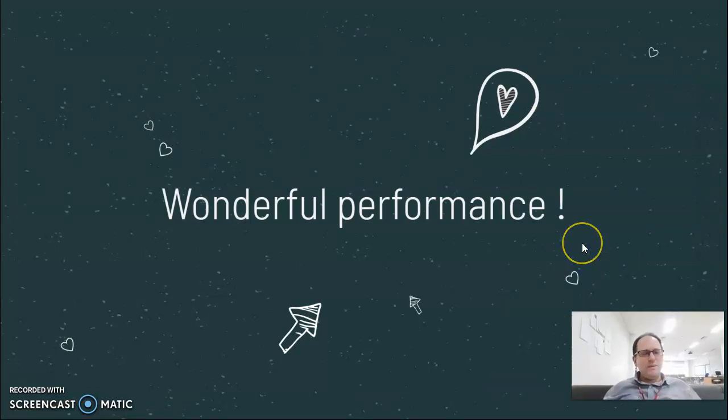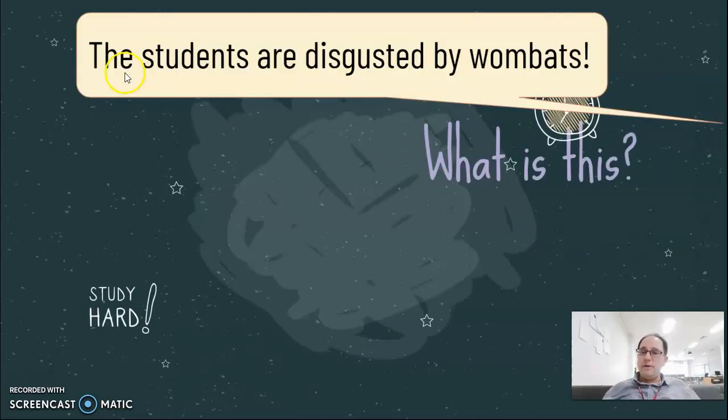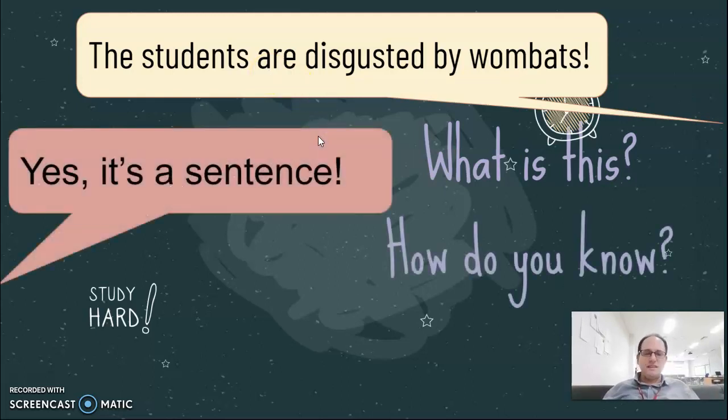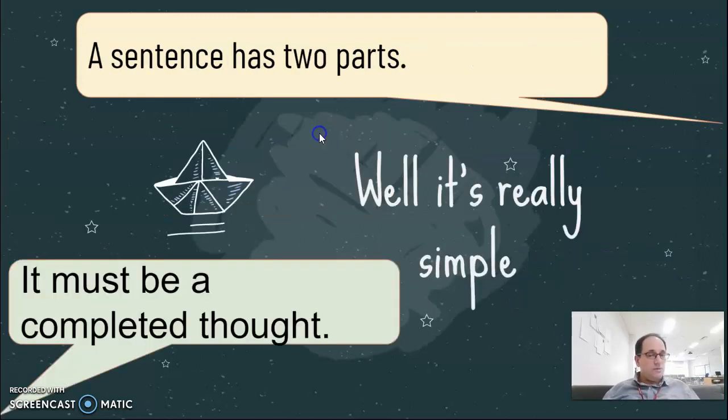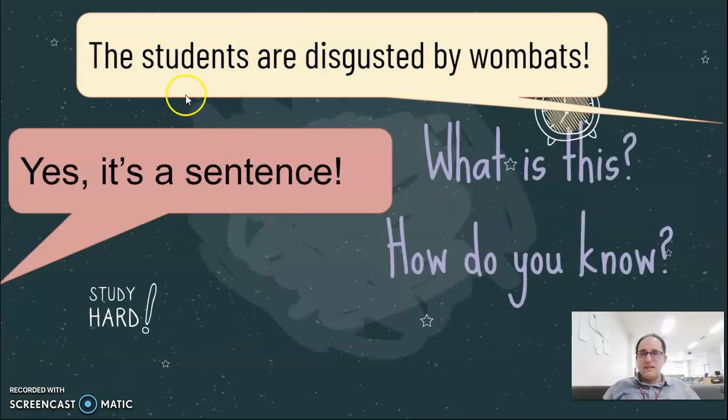Wonderful performance, guys. You did so well. But now, why did we do this? Why did I look at the characteristics of things to find out if you can know what they are? Let's see. Here we have the sentence, no, not the sentence. Let's try again. The students are disgusted by wombats. What is this? Yes, it's a sentence. How do you know? Well, a sentence has 2 parts. It must be a completed thought.